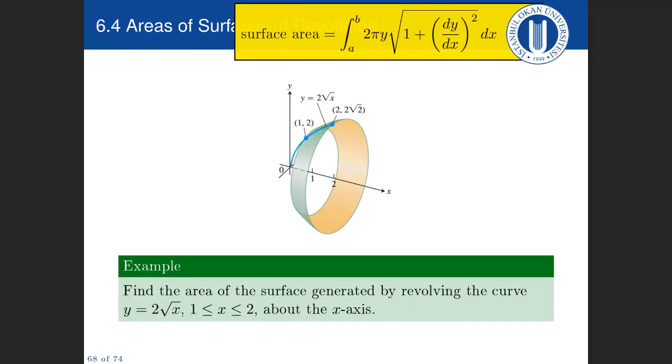For example, find the area of the surface generated by revolving the curve y is equal to 2 root x for x between 1 and 2 about the x-axis. Okay, so we have our formula at the top. We're told our limits of integration. We're told that x is between 1 and 2. And we have our graph, y is equal to 2 root x. So we're just going to be putting everything into the formula to get our answer.